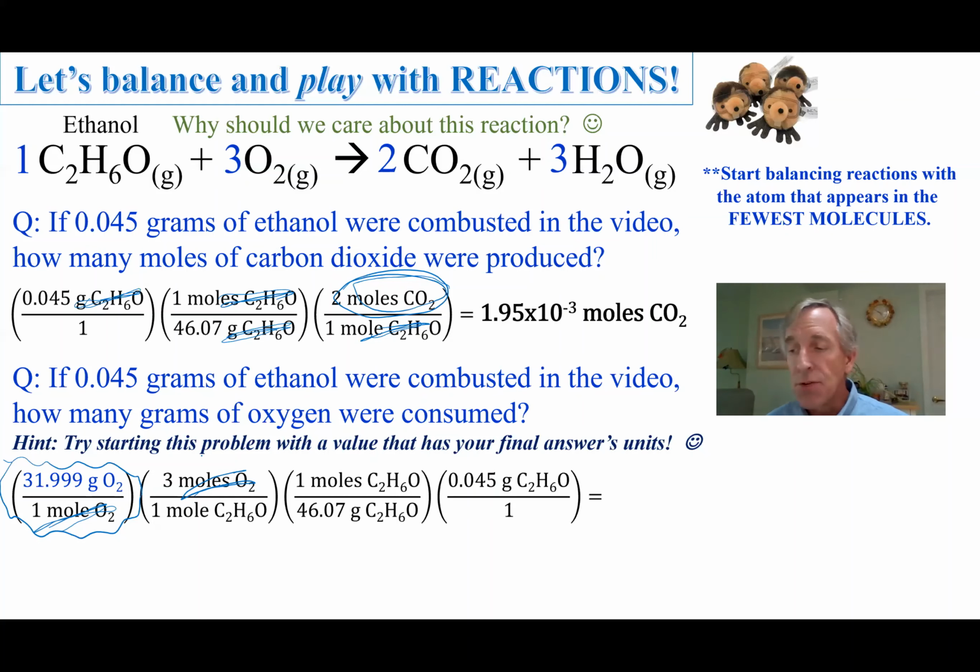Now I have moles of ethanol because I had mass of ethanol given in the problem. So I can start canceling out moles of ethanol with the molar mass of ethanol to get to mass of ethanol, which can cancel out with the given value in the problem and end up with the same units that I was hoping for. Ding, ding, ding, grams of O2.